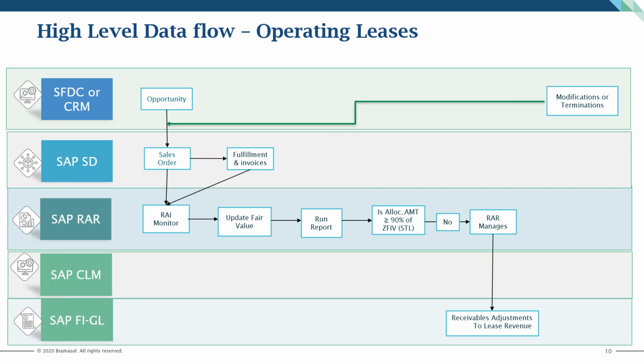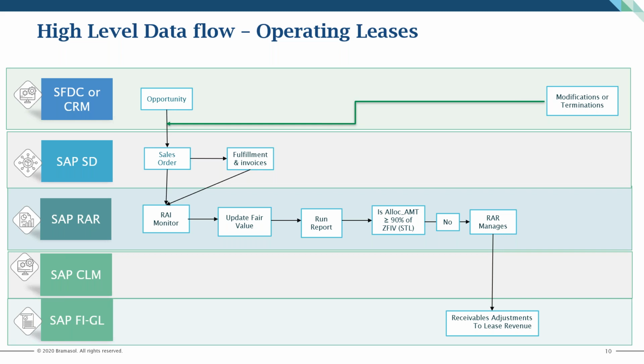All that happens in SAP SD. You might have other systems that you use for that process. We're using SAP SD as an example here. You could also, by the way, use SAP CLM for that process. But what then happens is that this information is fed into SAP RAR, into what we call the RAI monitor. And maybe in a moment I'll ask Sarah to talk about what the RAI monitor is. But as you see, it flows into SAP RAR.